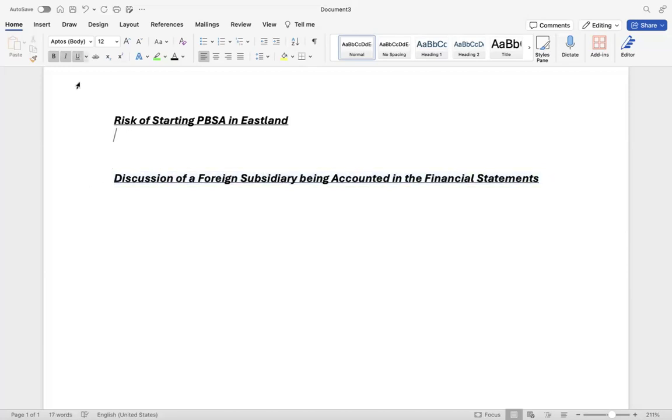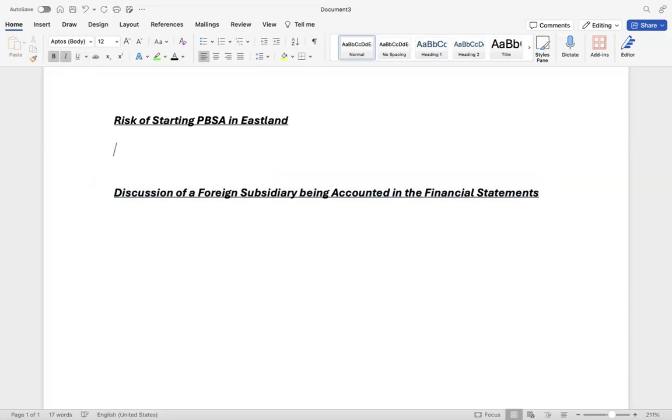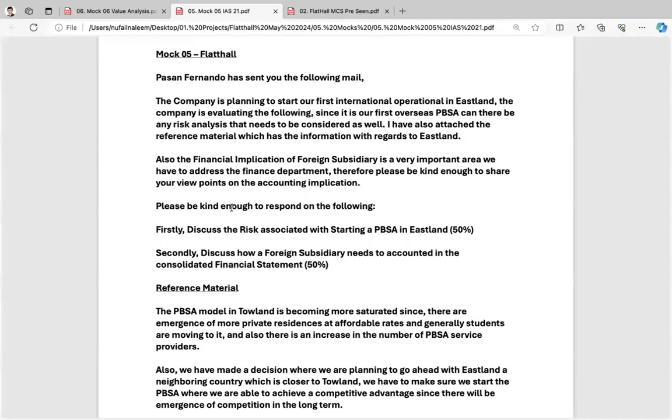Now, in the risk area, you have to think like a finance manager, where you have to technically give the correct risk involved in the PBSA business sector. But when it comes to the foreign subsidiary, it is not like that. You have to know the technical understanding in order to respond. Since we have understood the question requirement, we now have to see the 50% mark. As I told you, it's better to have 5 points in headings. And if you go for more than 5 points, that will also be an issue.